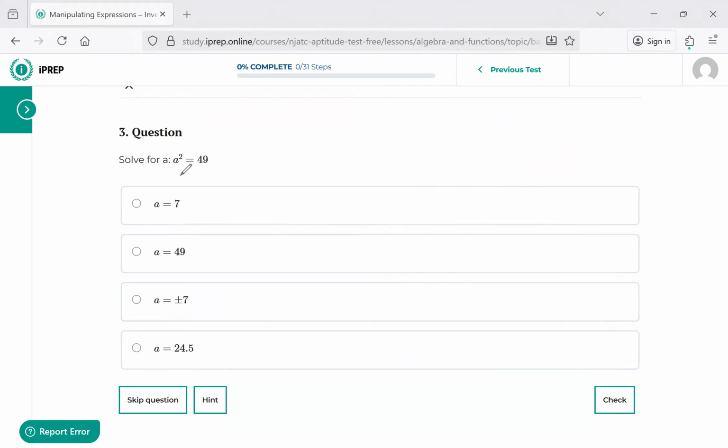Let's move on to question 3. We have a squared equals 49. What I could do is take the square root of both sides, or raise it to the 1/2. Either way works. On the right, what is the square root of 49? Do not say just 7. It's actually two values, +7 and -7. Why? Because when you take the square root, you always get a positive and a negative.